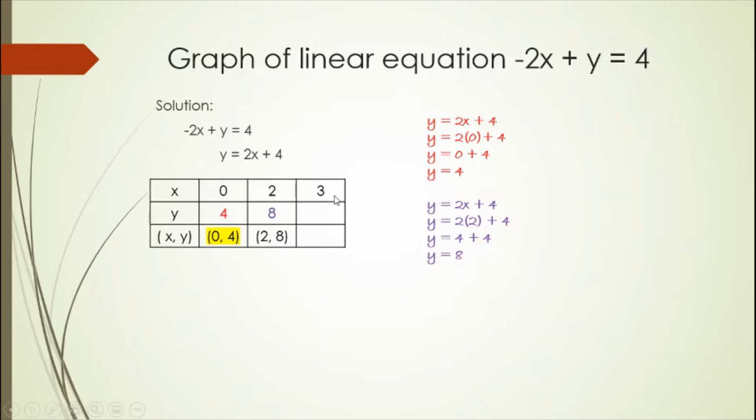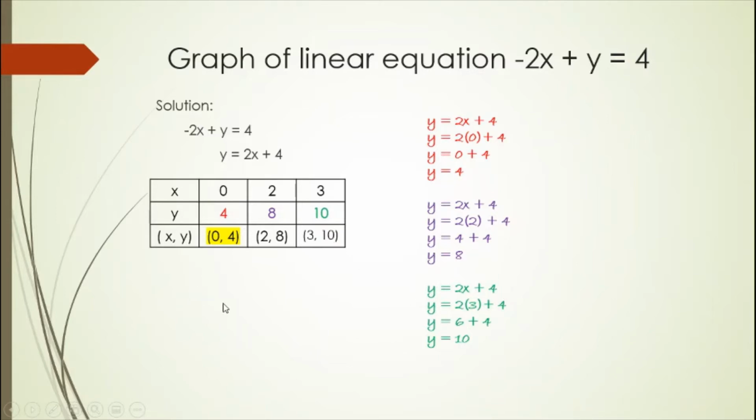Let's proceed with the third value of x, which is 3. So, same again. We copy the equation. y equals to 2x plus 4. We substitute the value of 3 to x. So, we have 2 times 3 plus 4 is 6 plus 4. So, we have 10. So, the value of y is 10. And our ordered pair is 3, 10.